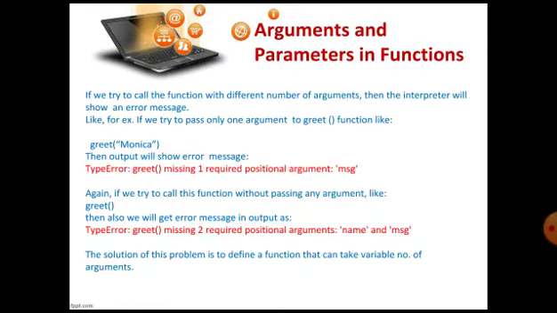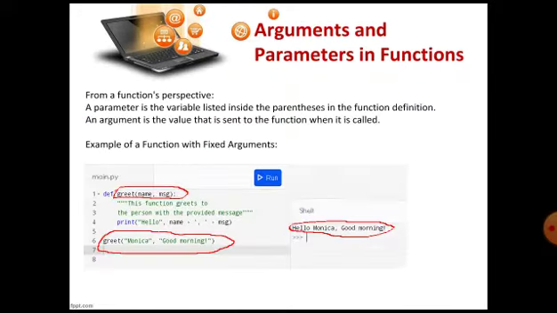Now here let us see what happens if we try to change the number of arguments in this program without defining it properly. What will happen if we try to call the function with a different number of arguments? The interpreter will show an error. Why? Because this type of function definition is an example of a function definition with a fixed number of arguments.